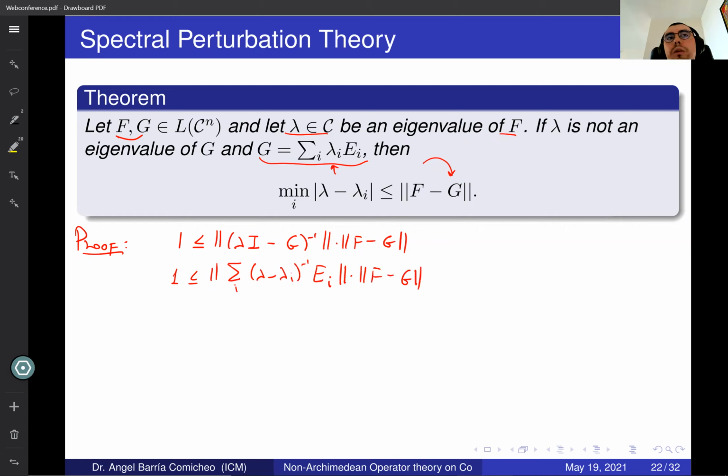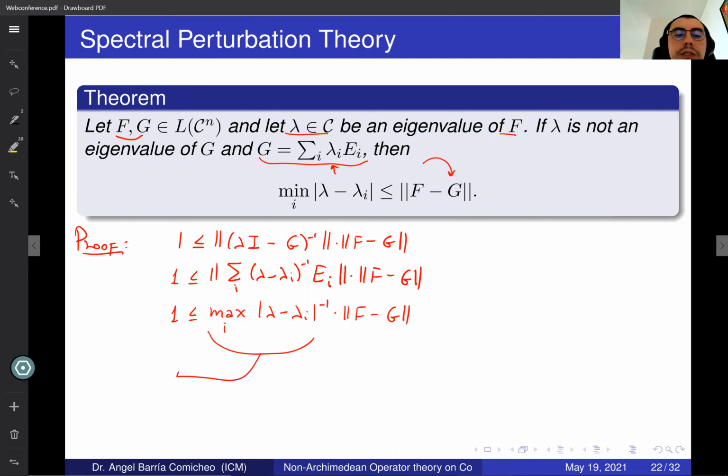Now, here comes the main advantage of being in the non-Archimedean case, the strong triangle inequality. We use it in this addition, and we can say that one is smaller or equal than the maximum of these expressions. The norm of the operator EI is 1, so we can ignore it there. Once we divide this term on both sides of the inequality, because none of these terms is 0, we obtain the desired inequality. So as you see, very simple proof.